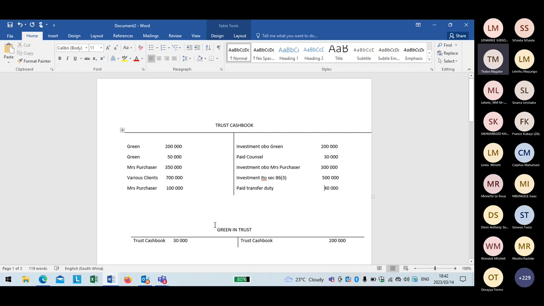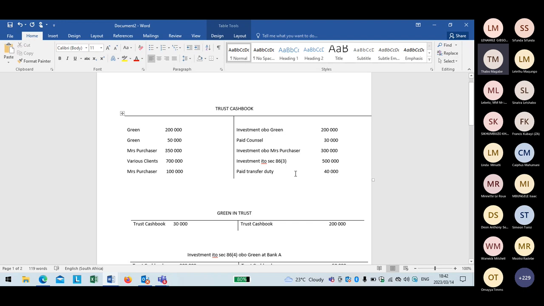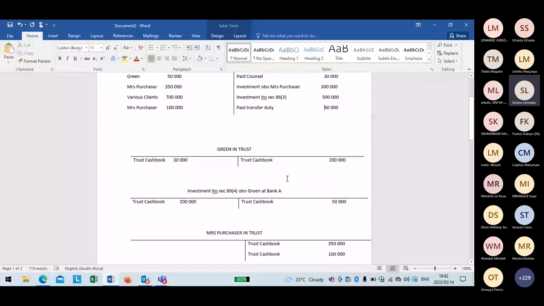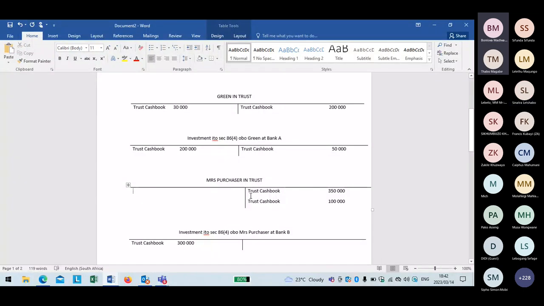All right. So can we deal with the transfer duty that we are paying and that we credited on the trust cash book? Where else do we deal with it? You debit Mrs. Purchaser in trust. Yes, and our narration is? Trust cash book, transfer duty. How much did we pay? 40,000. So this way, we paid transfer duty.